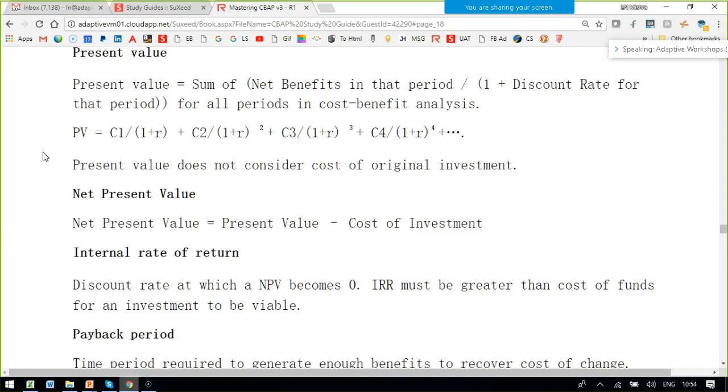Can anybody explain to me what's the present value of funds or money? What does it mean?